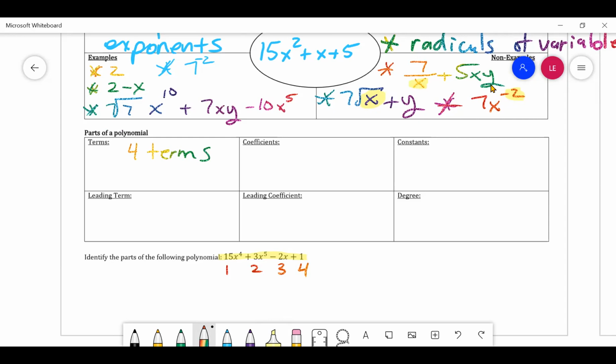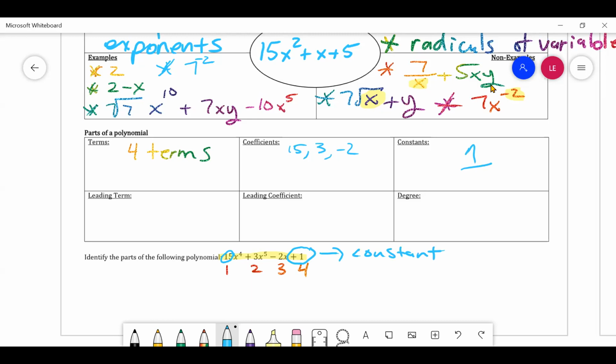The coefficients are the numbers that are multiplied to the variable. So your coefficients would be the 15, the 3, and the -2. All those are coefficients. The 1 is not a coefficient because it doesn't have a variable tied to it. So it has 3 coefficients. Does that make sense? This number right here, the 1 that doesn't have a variable, is called your constant. If it doesn't have a variable, it's just called a constant.